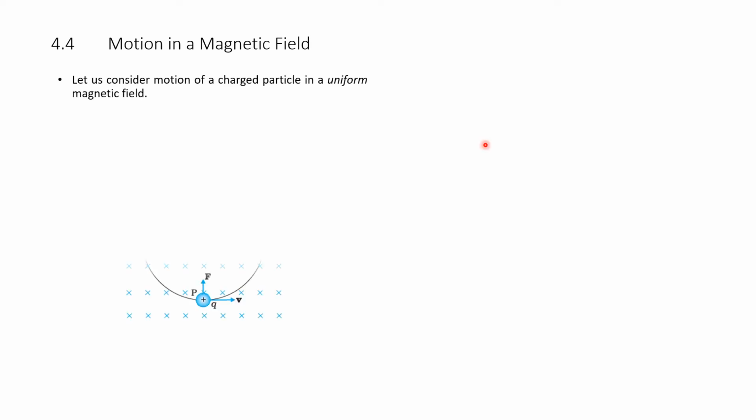In magnetic field, let us consider the motion of a charged particle in a uniform magnetic field. The charged particle is plus q here. It is moving in a uniform magnetic field indicated by the letter B. This cross marking shows that the direction of the magnetic field is into the plane of the paper.